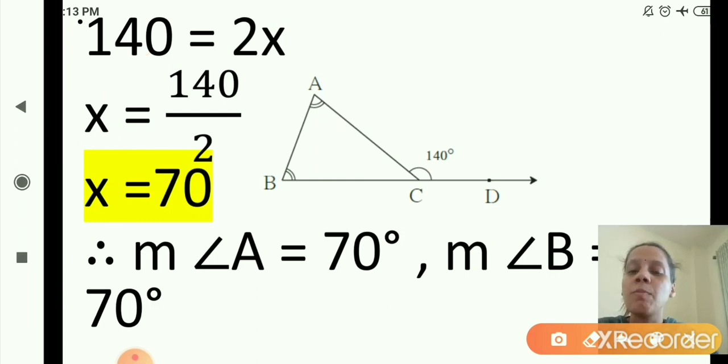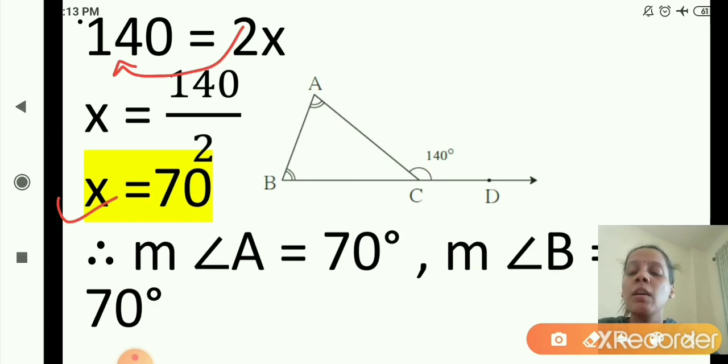I hope you are clear with this. 140 is equal to 2x. So x is equal to 140 divided by 2. Yes, this 2 will go to this side, so it becomes division. So 140 divided by 2 is 70. Correct. So x is equal to 70. Now we got the value of x.